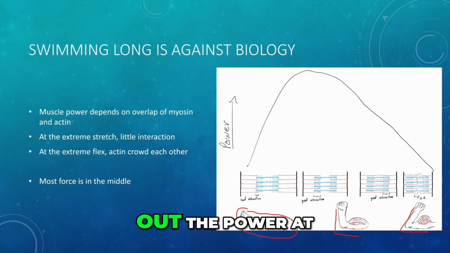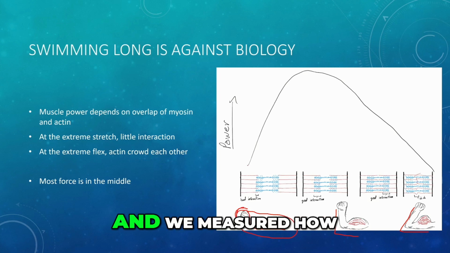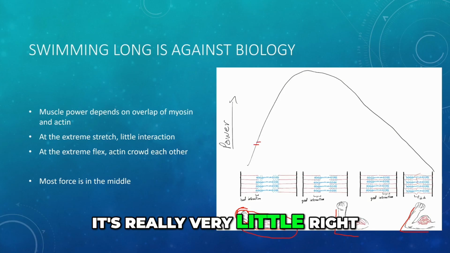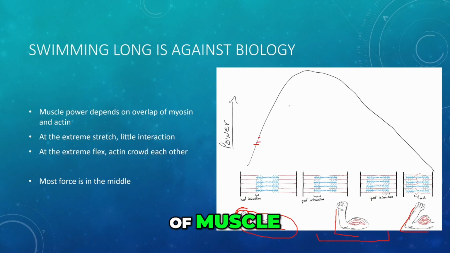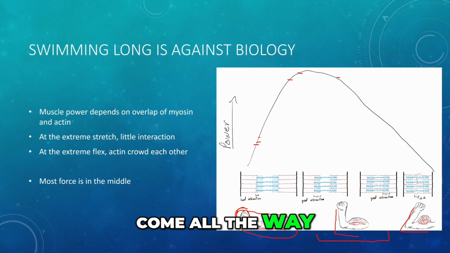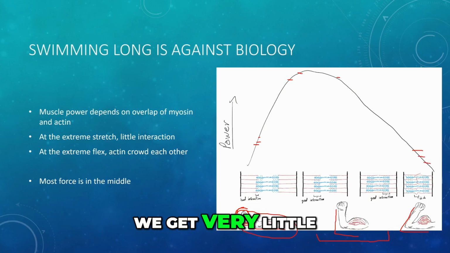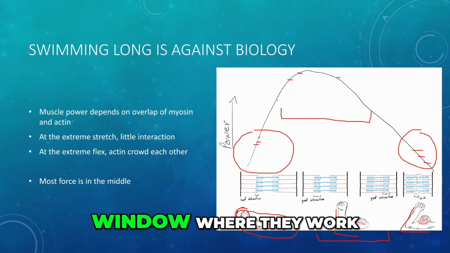And if we graph out the power at each of these levels, so if we just force the arm to stay right there and measure the maximum power it could create, it's really very little, right? But when we get into the middle zones of the muscle, our power output goes up. And then when we come all the way down to the end where it's almost all contracted, the same thing happens. We get very little power output out of it. So there's an optimum window where they work.